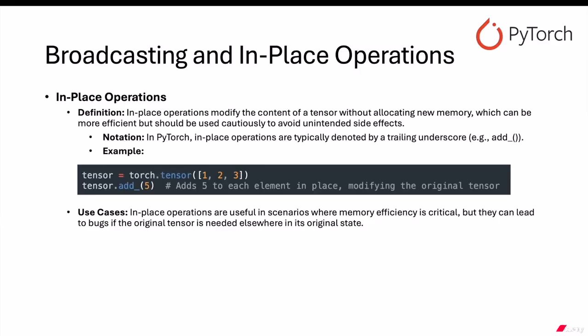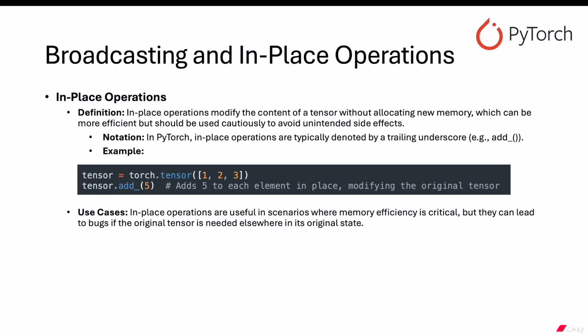In-place operations. In-place operations modify the content of a tensor without allocating new memory, which can be more efficient but should be used cautiously to avoid unintended side effects. Notation: in PyTorch, in-place operations are typically denoted by a trailing underscore. Example, add_ is the function. Here is an example: tensor = torch.tensor([1, 2, 3]); tensor.add_(5). It adds 5 to each element in place, modifying the original tensor.